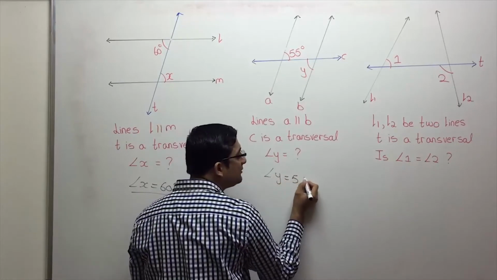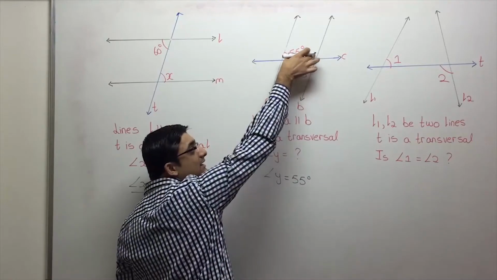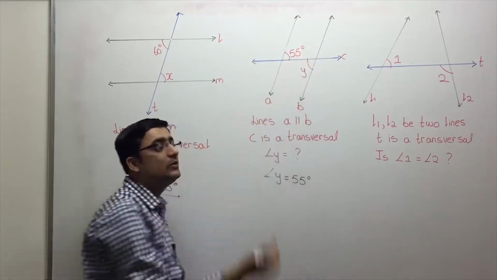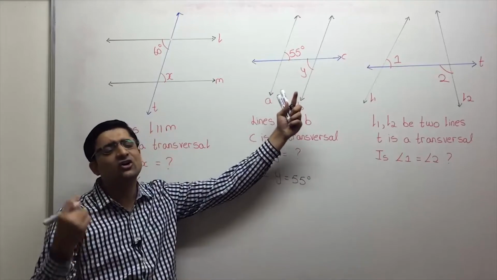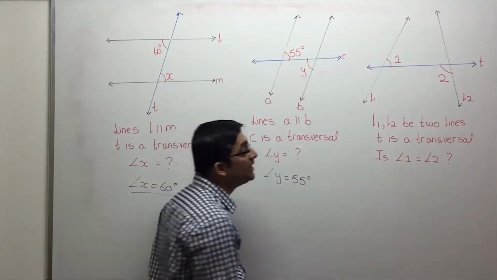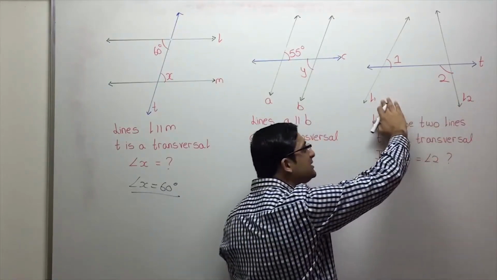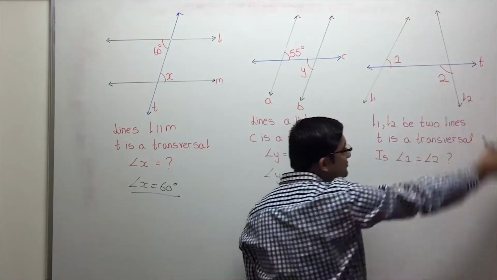So you just have to get the relationship between the known angle and the unknown. So both these angles are what? Interior, alternate angles. We know when we have parallel lines and transversal, alternate interior angles are equal. So these two angles are equal. As simple as that. Here, let L1, L2 be two lines. Now here they're not parallel. They're just random two lines and T is a transversal.